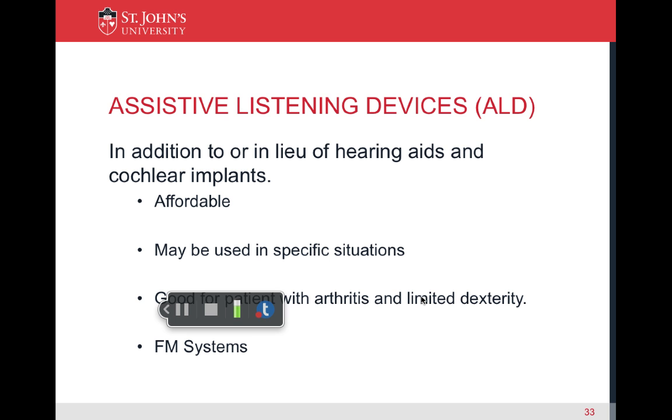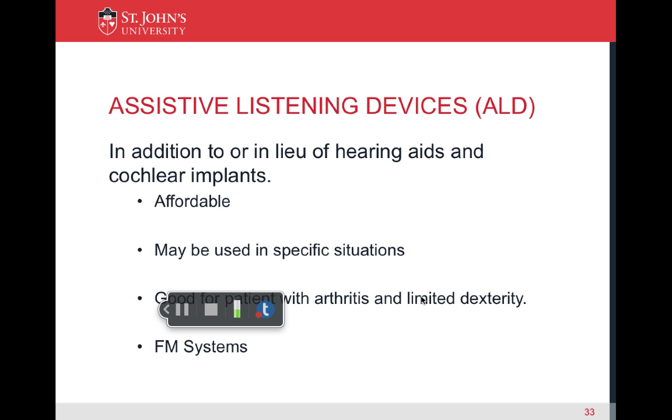Now, there are assisted listening devices which can be used in addition to or in lieu of hearing aids and cochlear implants. Assisted listening devices are more affordable than cochlear implants and hearing aids. They can be used in specific situations. They're good for patients with arthritis and limited dexterity because if you think about it, hearing aids can be very tiny. So if a person has any sort of dexterity issues, using hearing aids might be a challenge.